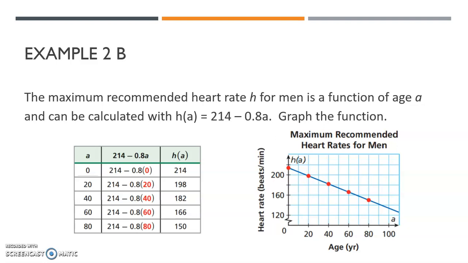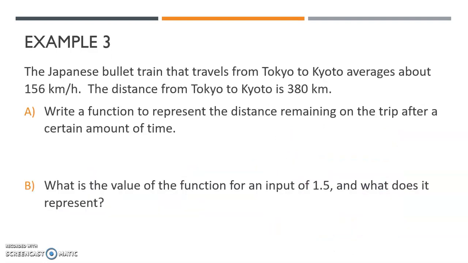So we have one more example, and this is when we actually have to create the function and then evaluate. So let's take a look. It says the Japanese bullet train that travels from Tokyo to Kyoto averages about 156 kilometers per hour. The distance from Tokyo to Kyoto is 380 kilometers. They want us to write a function to represent the distance remaining on the trip after a certain amount of time.